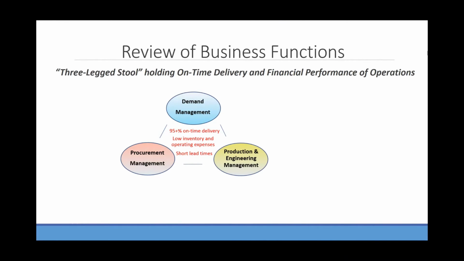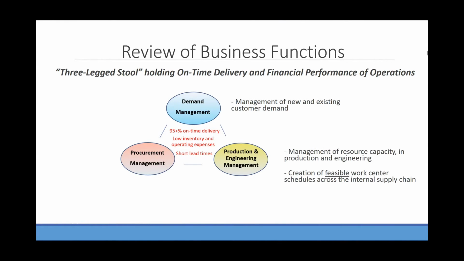Here are the business functions typically involved in running the Thru-Put application. Demand management, production and engineering management, and procurement or purchasing management need to be in sync to achieve high on-time delivery and velocity with the lowest possible inventory and operating expenses.